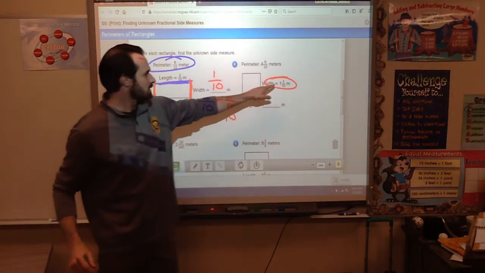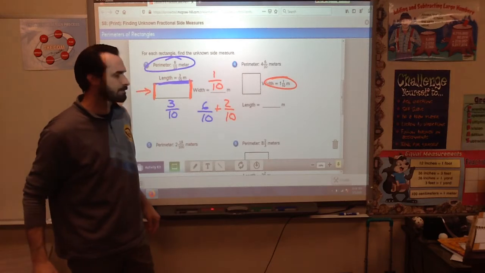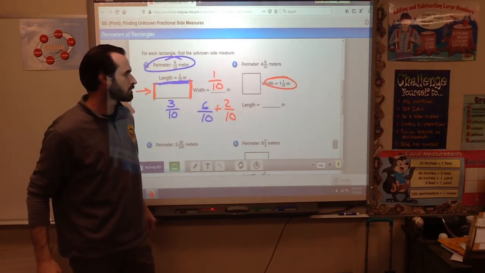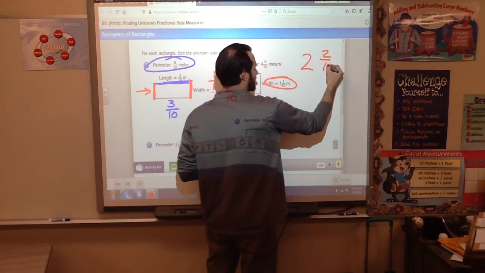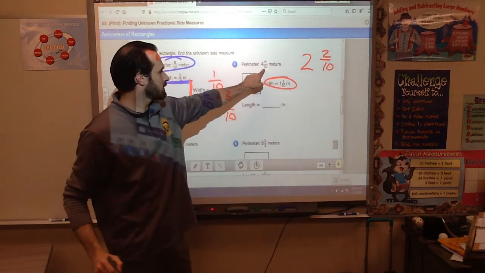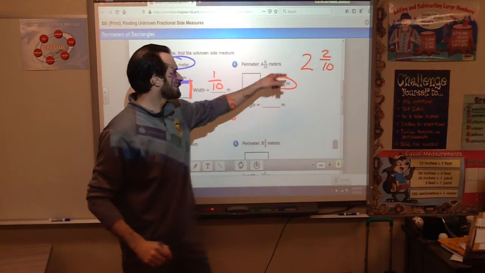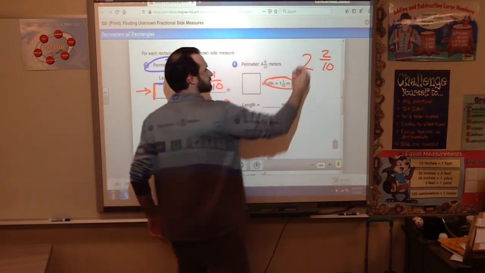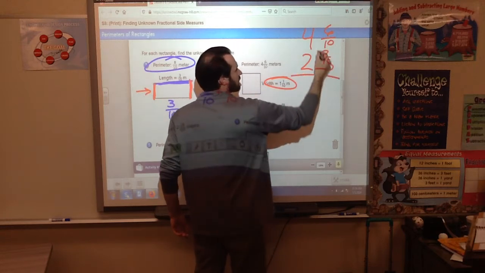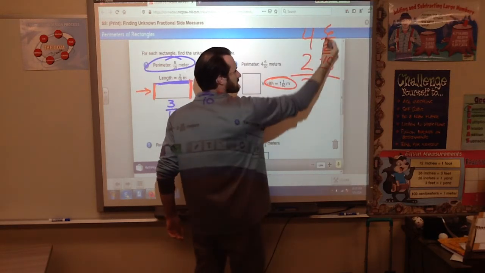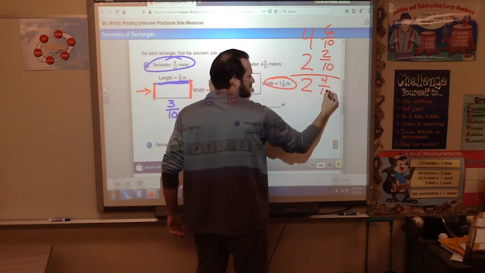First step is double this. If you double this, you should get 2 and 2/10. The whole thing is 4 and 6/10. So subtract that. 4 minus 2 is 2. 6 minus 2 is 4 tenths.